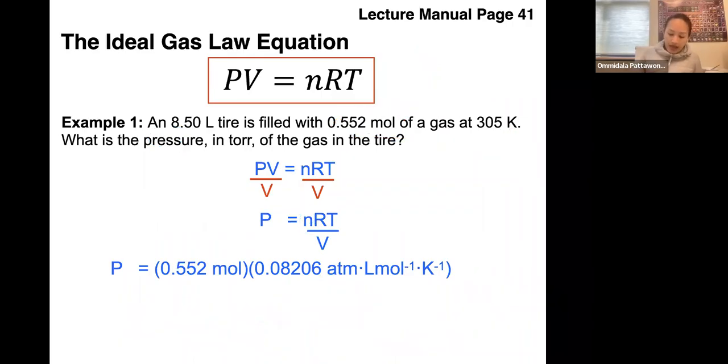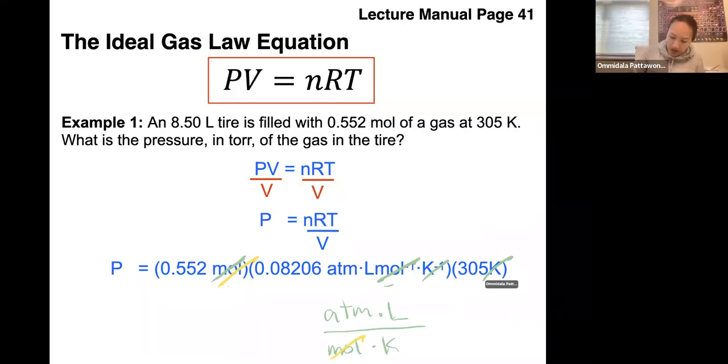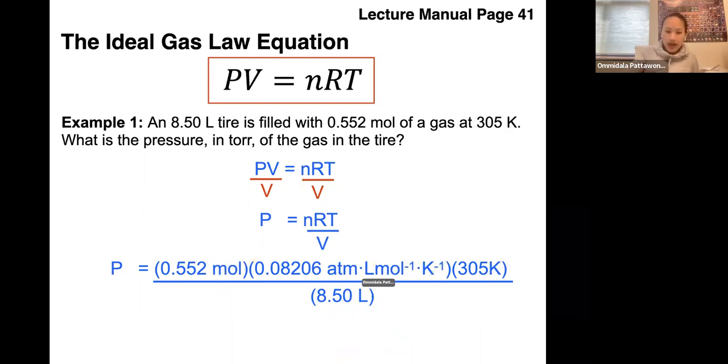In this case, you can cancel mole, because this is per mole. Same thing for temperature: you have Kelvin and per Kelvin, so you can cancel that as well. If you are confused, it's the same as this: you are canceling this mole with this mole, and this Kelvin with this per Kelvin. Then you divide that by liter, and you will see that the liters cancel each other out. So at the end, you are going to end up with the pressure in the unit of atm.